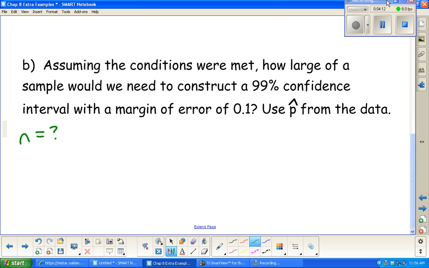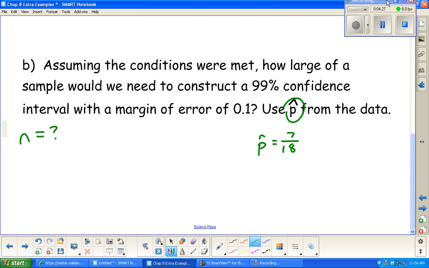To construct a 99% confidence interval with a margin of error of 0.1, they're telling us to use p hat from the data. So we know p hat from above was 7 out of 18. Okay. Now think about this.